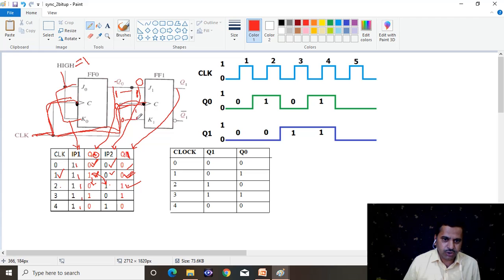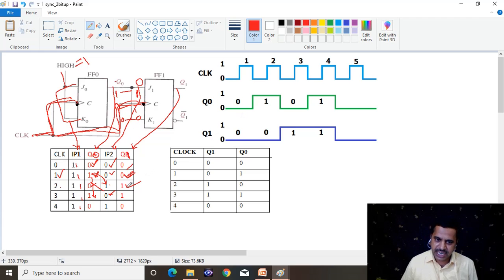That is 0. 0 will be applied here. Then when we apply the third clock pulse, again the first flip-flop changes its state. It goes from 0 to 1. When it goes from 0 to 1, what is the input to the second flip-flop? 0. When it is 0, there is no change in the state.